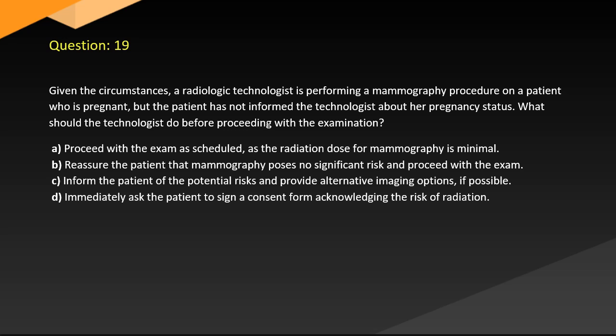Question 19. Given the circumstances, a radiologic technologist is performing a mammography procedure on a patient who is pregnant, but the patient has not informed the technologist about her pregnancy status. What should the technologist do before proceeding with the examination? A. Proceed with the exam as scheduled, as the radiation dose for mammography is minimal. B. Reassure the patient that mammography poses no significant risk and proceed with the exam. C. Inform the patient of the potential risks and provide alternative imaging options if possible. D. Immediately ask the patient to sign a consent form acknowledging the risk of radiation.